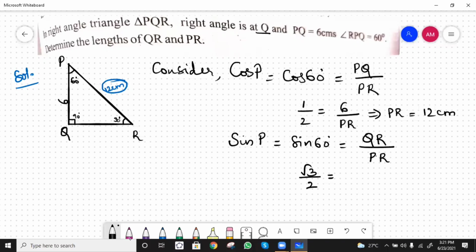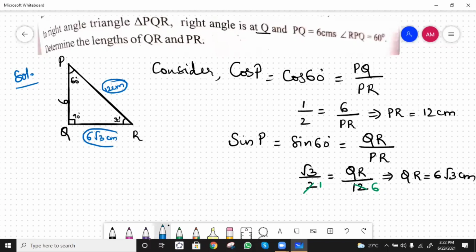What is QR? We don't know, we have to find it. What is PR? 12. So root 3 by 2 equals QR by 12. From this, what is QR? QR is equal to 6 into root 3 centimeters.